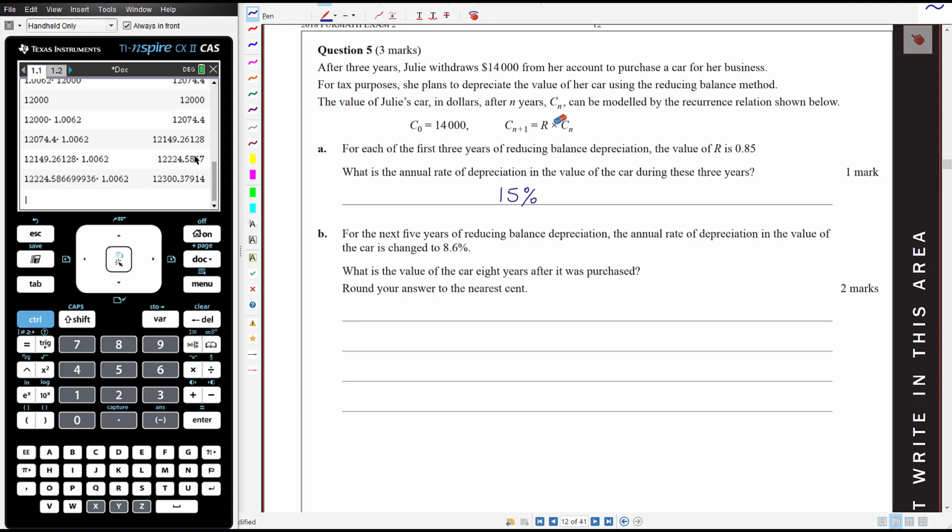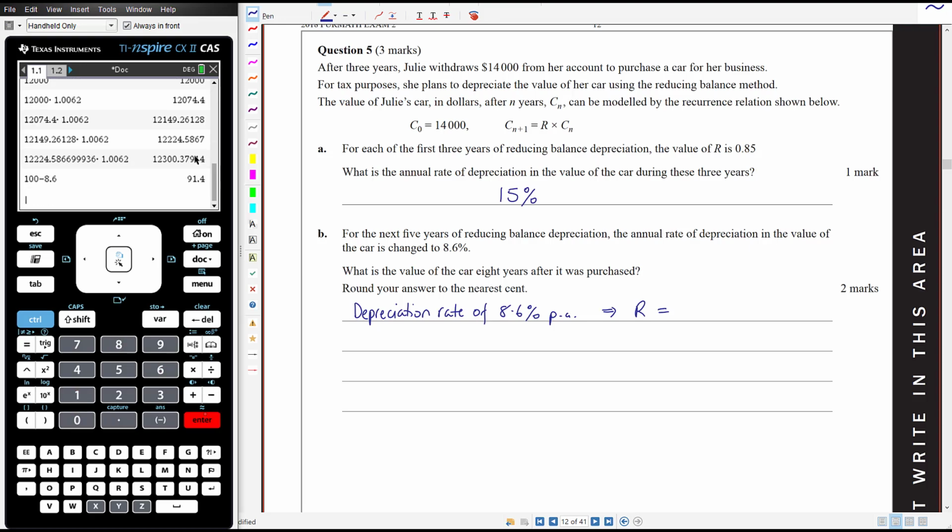For the next 5 years of reducing balance depreciation, the annual rate of depreciation in the value of the car is changed to 8.6%. What is the value of the car 8 years after it was purchased? Okay, so depreciation of 8.6% per annum means that every year we're being left with 100 minus 8.6, we're being left with 91.4%, and so we are multiplying by 0.914 every year.